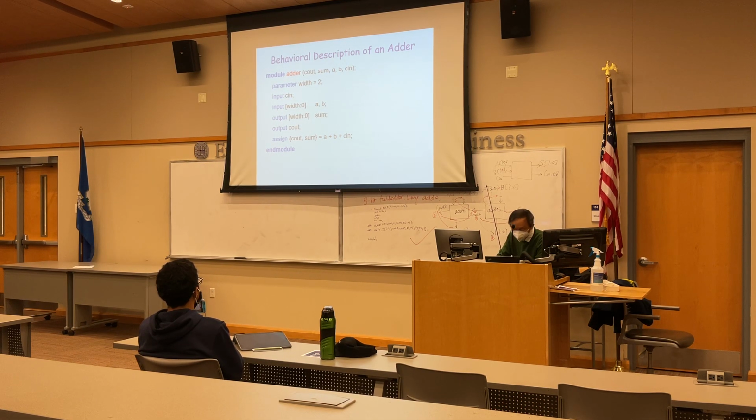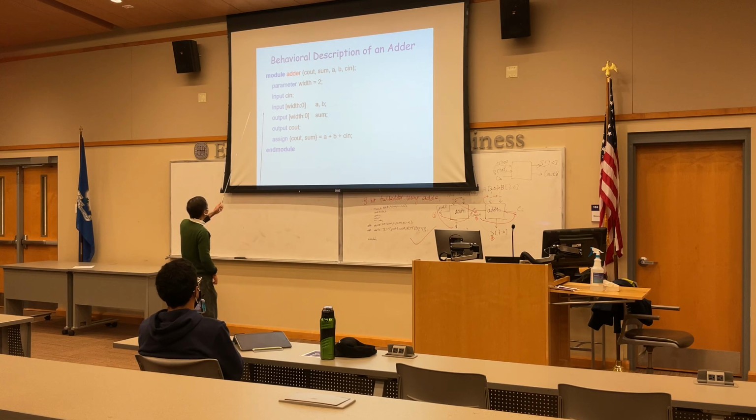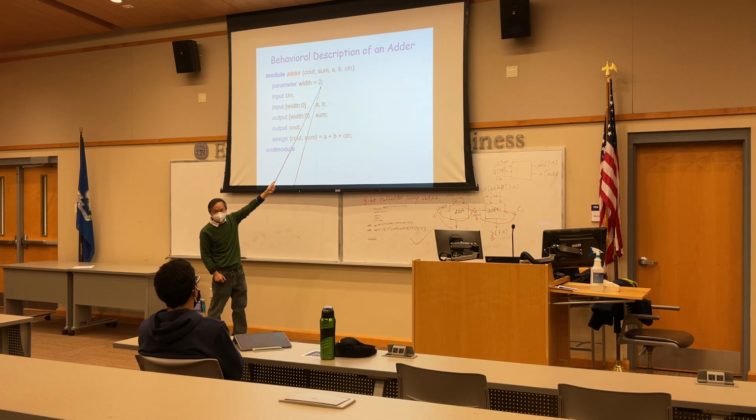Even more, we can make it more general. How about we want an n-bit adder? An n-bit adder we can design with a private parameter. We call this width, but initially we set the value to be 2. And if you want to change it to be an n-bit adder, just change this to be n.